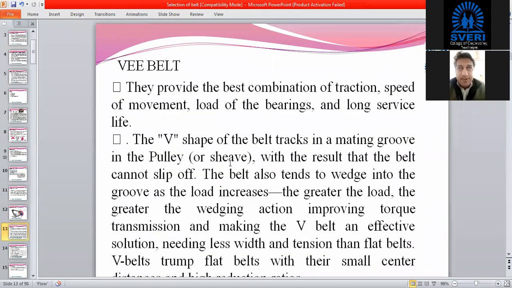Now these V belts are very commonly used to transmit power. Nowadays, flat belts are also replaced by V belts. The only advantage we get in case of flat belt is that a longer distance can be covered as compared to the V belt. But nowadays we get such applications where the distance between the prime mover and the machinery is reduced.